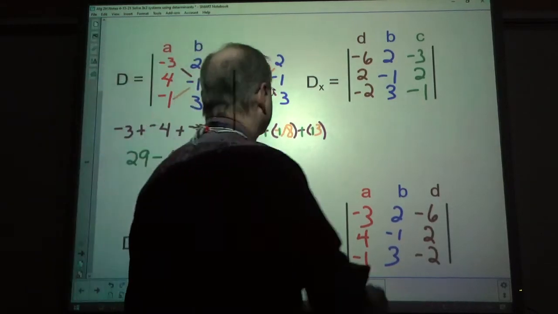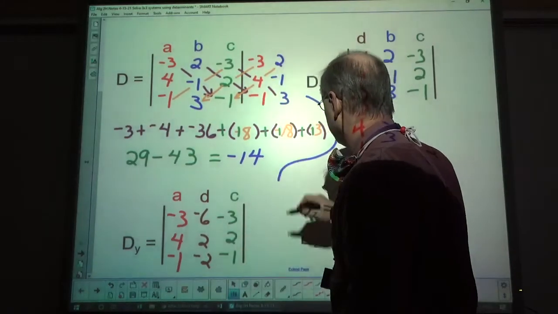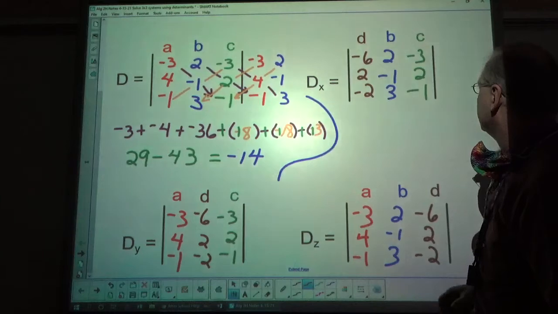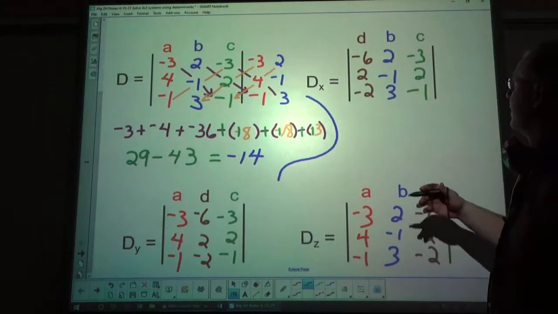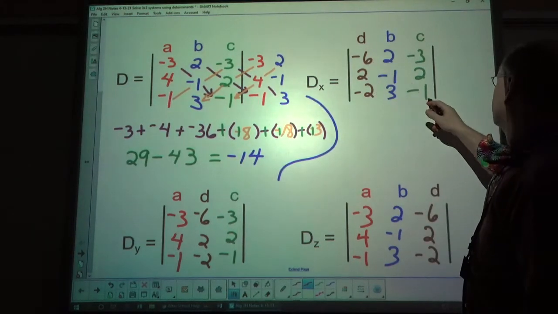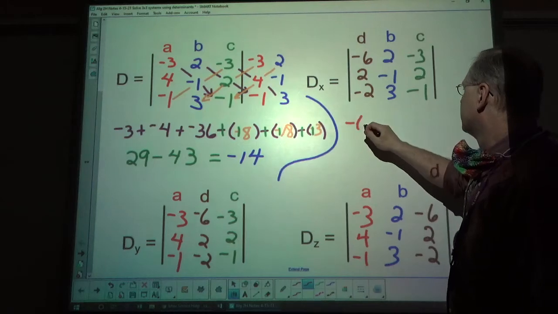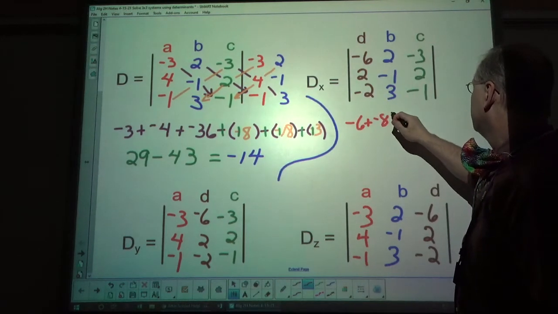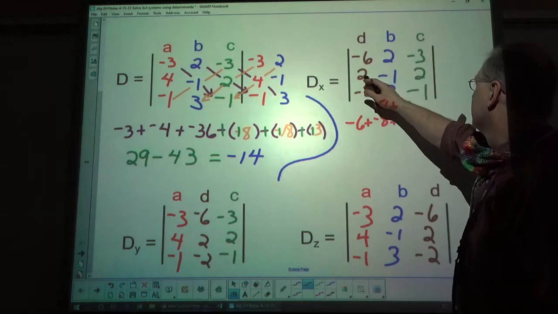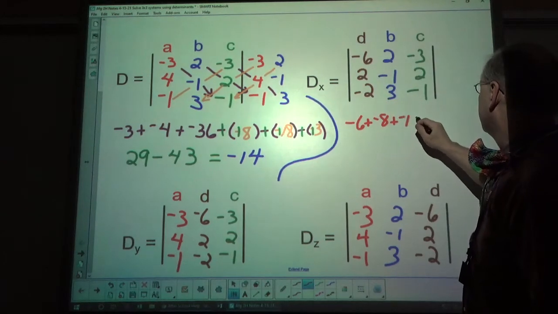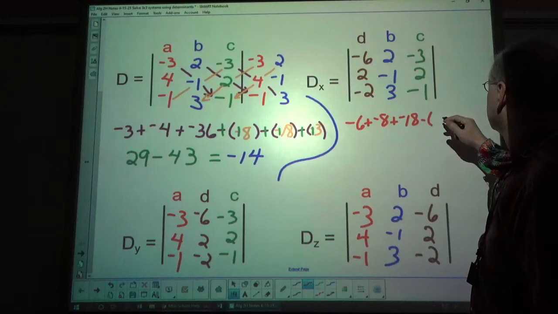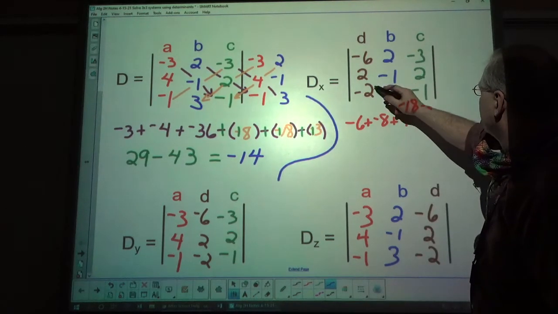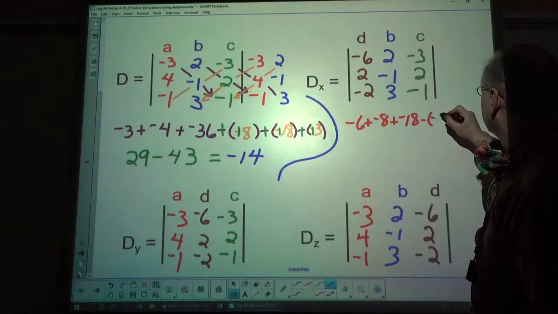Now we'll go to the next one. In this one, I'm going to use the wraparound. 6, 1, 1, -6. 2, 2, -2, -8. -3, 2, 3, -18, minus. Now I'll go the other direction. 3, 1, 2, 6, -6.